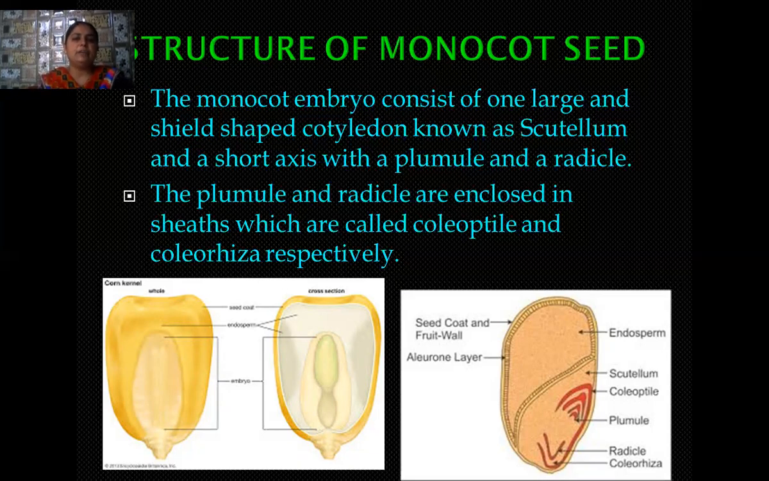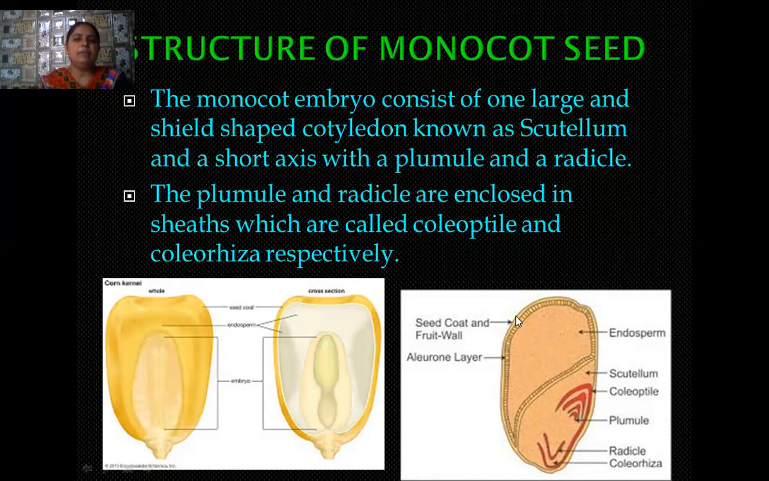So here the endosperm is visible to you. Two types of endosperm are there in maize seed: white colored endosperm and yellow colored endosperm. Then this is the embryo which is present inside, and it is separated from the endosperm by a membranous sheath that is known as the aleurone layer. See in this diagram, endosperm is there. Then a membranous sheath is there, known as the aleurone layer.